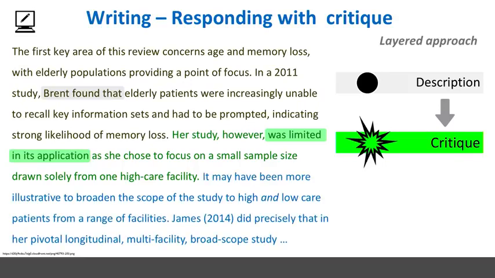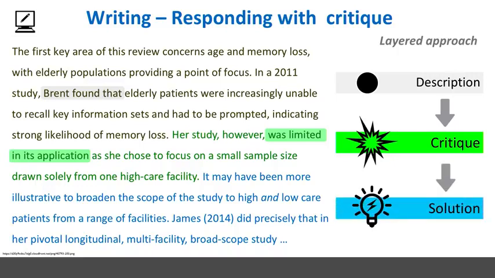Then we have a third element. And what you can see here is now we're offering a solution. It may have been more illustrative to do X, Y, and Z. And in a final bit to that, we have another critical part, but this time it's a positive critique, pivotal, longitudinal, multi-facility, broad scope study. So we have layers to this paragraph: description, critique, solution.